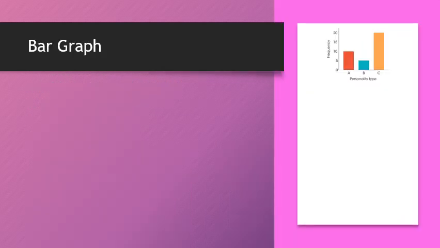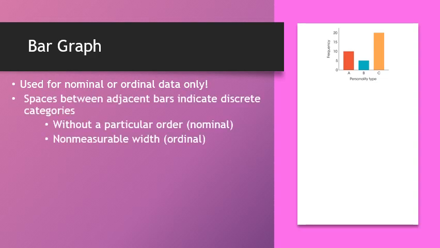Okay, let's talk about a bar graph. A bar graph is used for nominal or ordinal data because there are distinct categories. They don't overlap at all. When you do a bar graph, it looks like a histogram, except there are spaces between the bars to indicate the discrete categories.